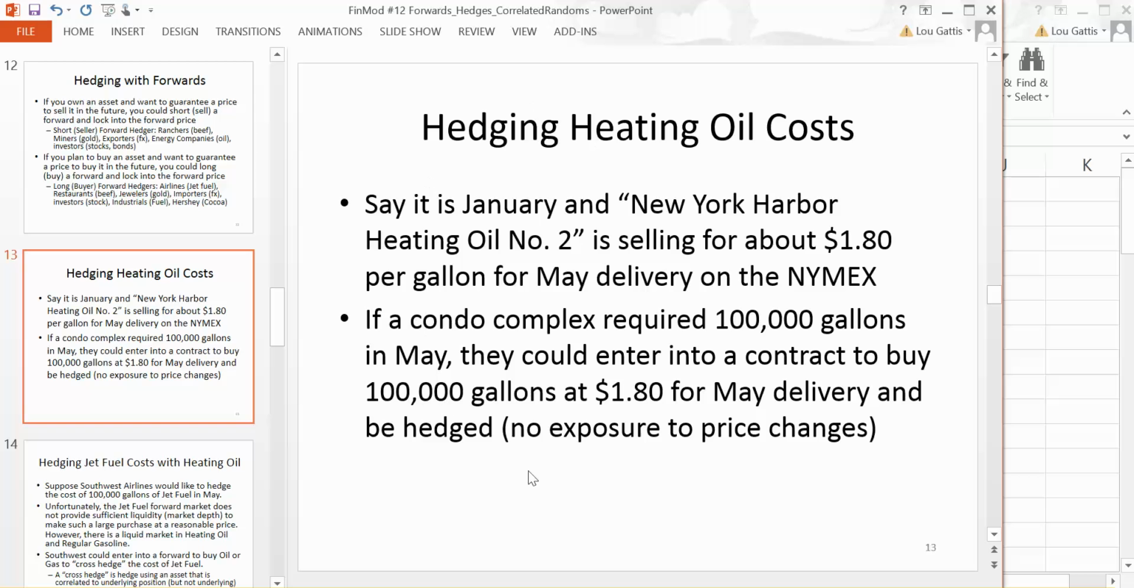Let's talk about a simple hedging strategy. Say it is January and the New York Harbor heating oil number 2 is selling for about $1.80 per gallon for May delivery on the NYMEX, the New York Mercantile Exchange. Say there's a condo complex in New York and they've estimated they need 100,000 gallons of heating oil in May. They could enter into a forward contract to buy 100,000 gallons at $1.80 for May delivery on the NYMEX, and they've hedged their position. They're no longer exposed to increasing oil prices.